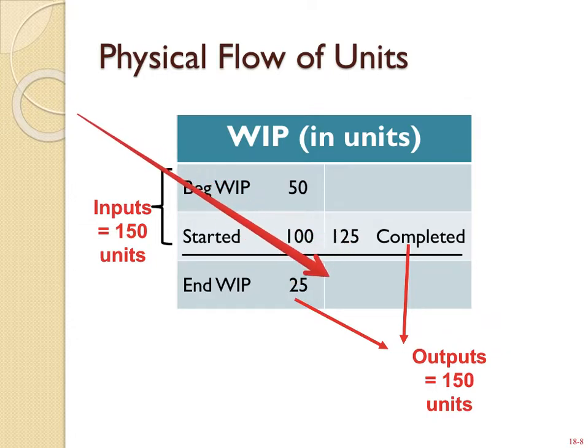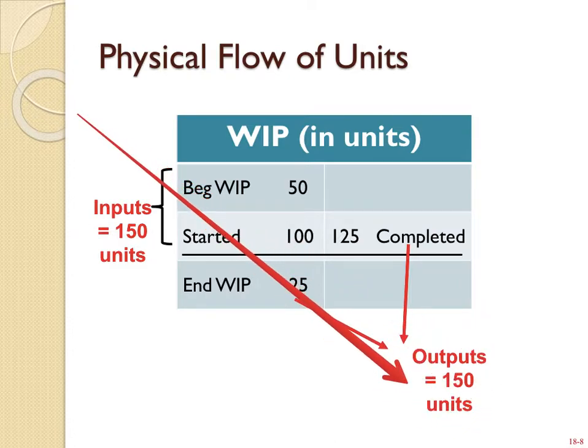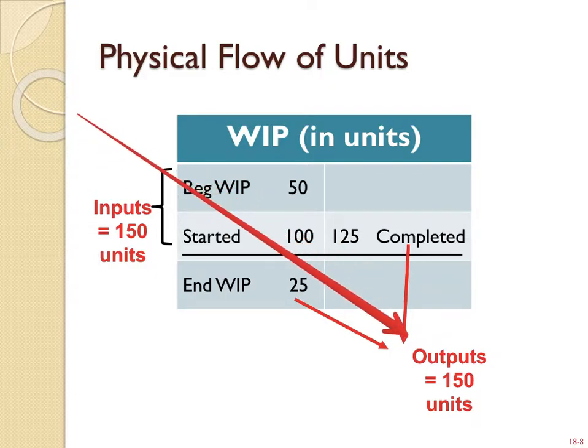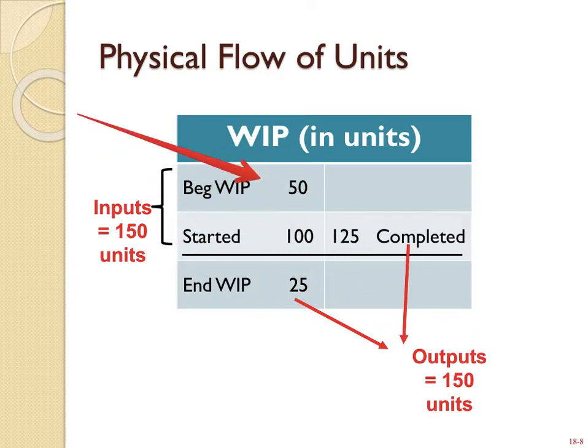And so when you add those two together, those are your outputs, and what do you know? If we finished 125 units, that means 25 were unfinished. So therefore your outputs also equal 150 units. Got it? So inputs equal outputs. Okay? That's our physical flow of units.